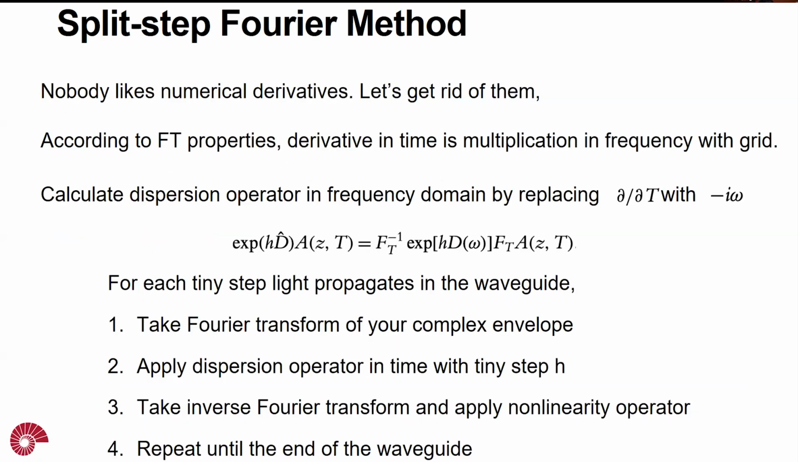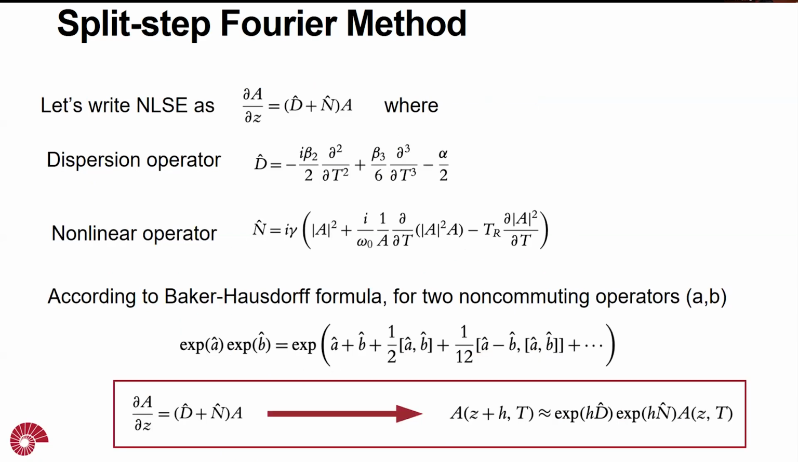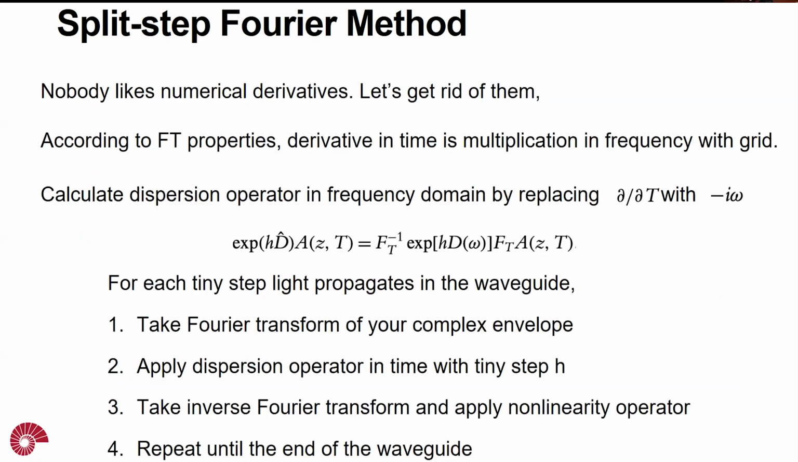So nobody likes numerical derivatives. We need to get rid of them because we have derivatives here. I don't like it, because it takes a lot of time in numerics. What you can do: Fourier transform tells me that a derivative is actually nothing but multiplication by frequency. Okay? So I can take the dispersion operator and convert it to the frequency grid. And when I do that, this derivative will be replaced with this coefficient. It's multiplication by frequency, okay? There's no numerical derivative, which is nice.